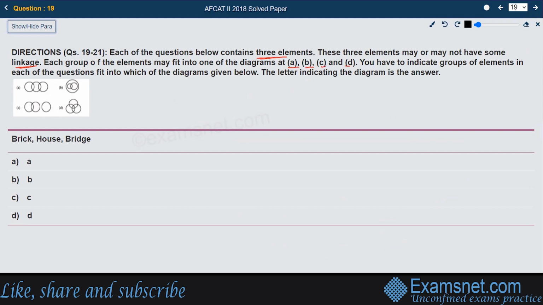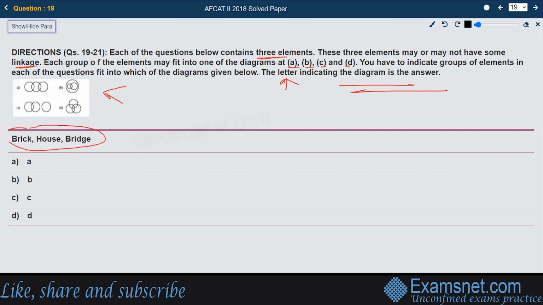These are the diagrams given, diagrams A, B, C, D. You have to indicate which of the diagrams given below the groups of elements in each question fit into. The letter indicating the diagram is the answer. So what we are supposed to do is develop a connection between brick, house and bridge first, and whatever connection there is between them in the real world should be indicated using any of these diagrams, either A, B, C or D.